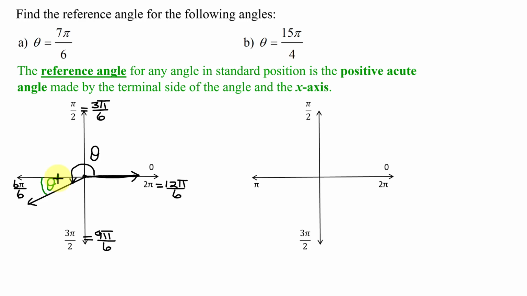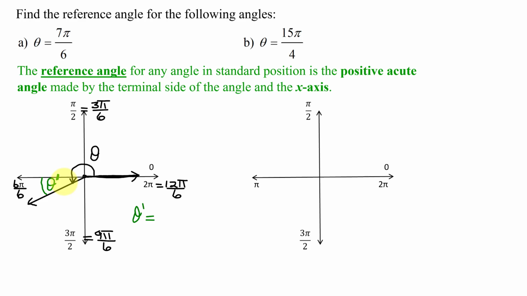I'm going to use theta prime to indicate reference angle. Some texts use theta with a caret on top. Some use theta sub r, but I'm going to use theta prime. So how are we going to calculate the reference angle? Looking at the picture, our whole angle theta is made up of pi plus the reference angle.